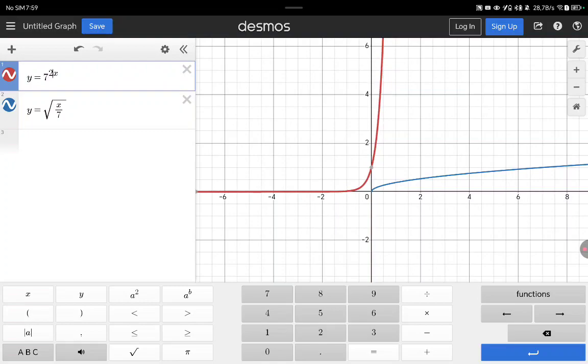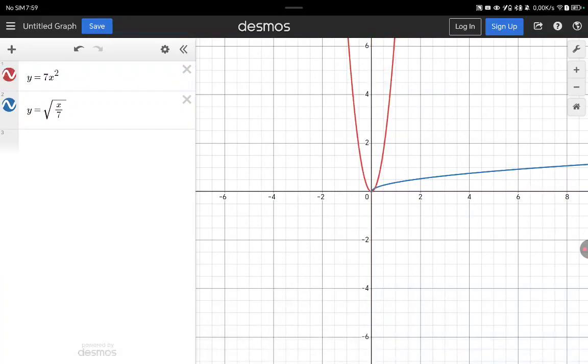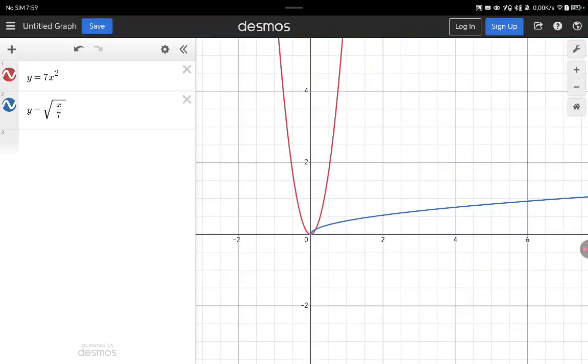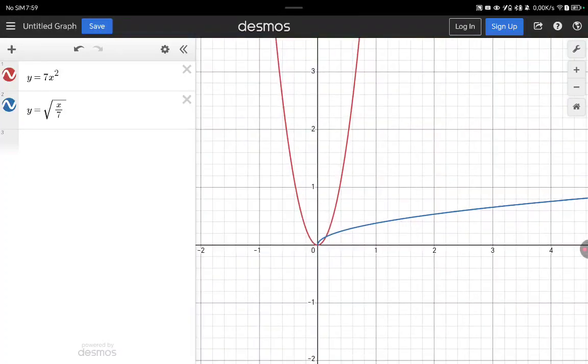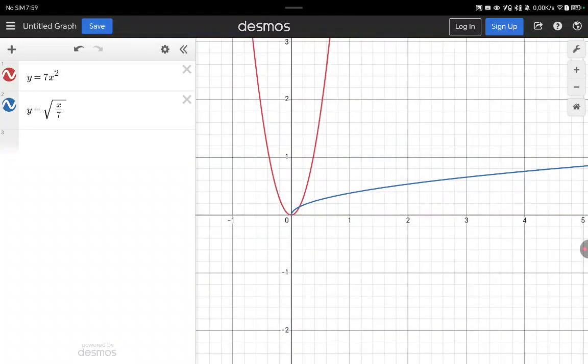So this should be 7x squared. I'm thinking it looks wrong. There we go. Okay, let's remove that. There we go. This is what it ought to look like. So we have these two lines. The red one is a full function, the blue one is not.